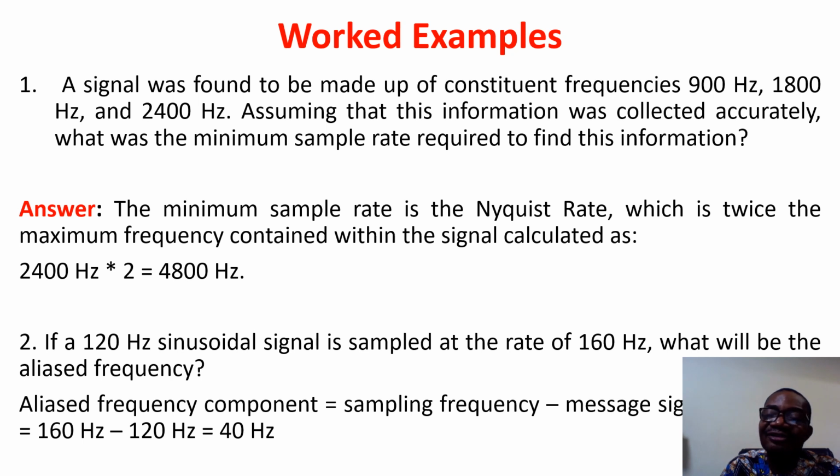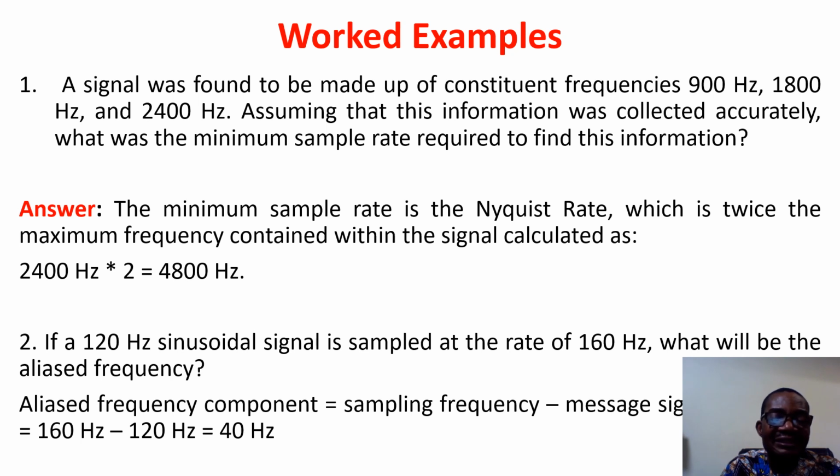So the maximum frequency of the 3 is 2400 Hz. So to get the Nyquist rate, it is simply 2 times the maximum frequency. That is 2 times 2400 Hz, which gives us 4800 Hz. The next question, question 2.